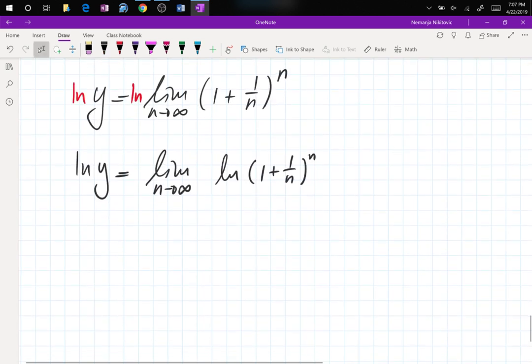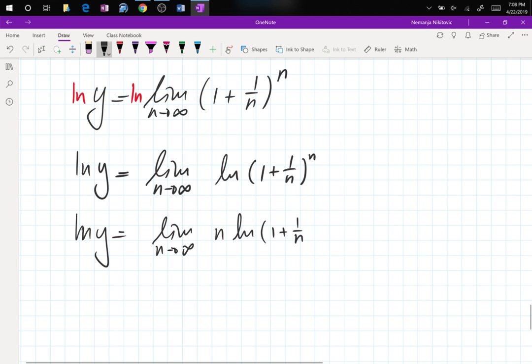And there are conditions for that. It's not automatic, right? It doesn't work for all functions, but it does work for those that are increasing and positive and stuff like that. So now what I do is I take this n, and that n drops in front of ln. So now I have ln y is equal to the limit as n goes to infinity of n ln(1 plus 1 over n). And do we all see infinity times 0 finally?